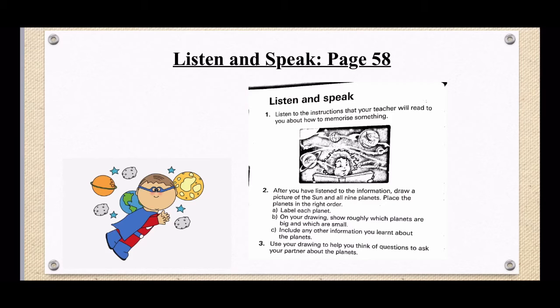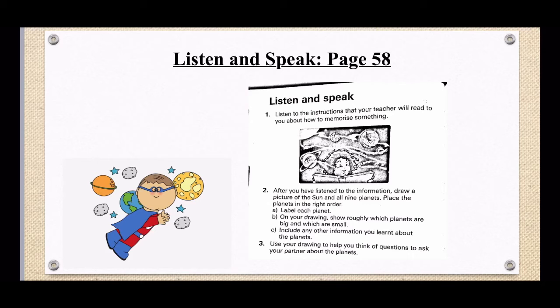So there are many other ways you can memorize lists, right? Including the techniques I gave you yesterday, which was rhyming, where you can use songs or you can make up lyrics to remember things, right? After the slide, I will give you another technique. So, question 2 says, after you have listened to the information, draw a picture of the sun and all 9 planets. Place the planets in the right order.